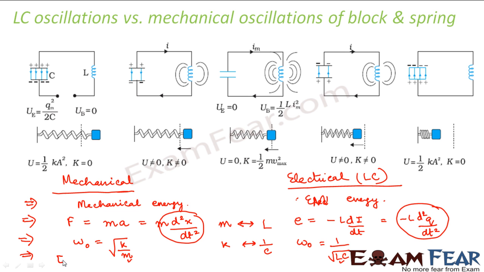In a mechanical system, the total energy is the potential energy plus kinetic energy. So potential energy is half kx square plus kinetic energy, that is half mv square. In our electrical system, the total energy is the energy stored as electric field energy, that is half q square by C, plus the energy stored as magnetic field energy, that is half Li square. So this was an analogous comparison between mechanical oscillations and LC oscillations.